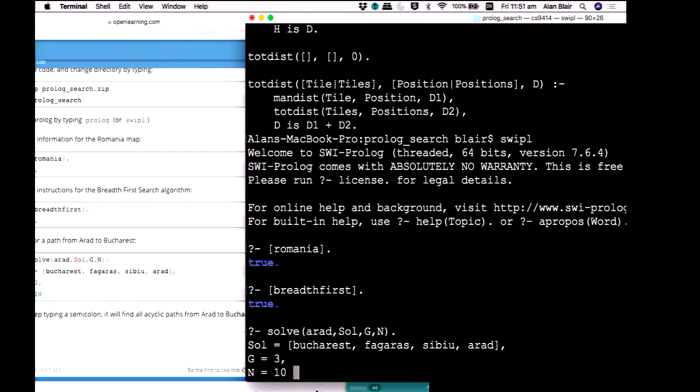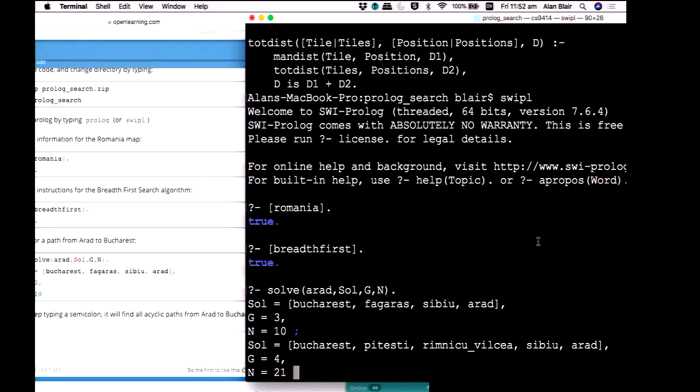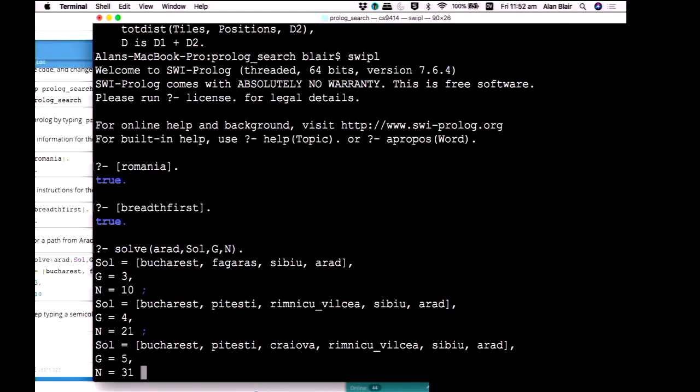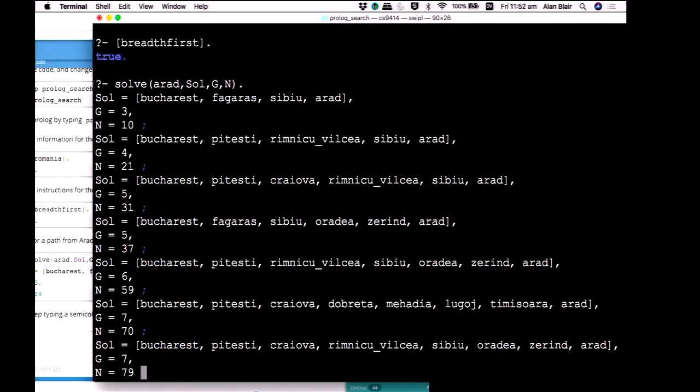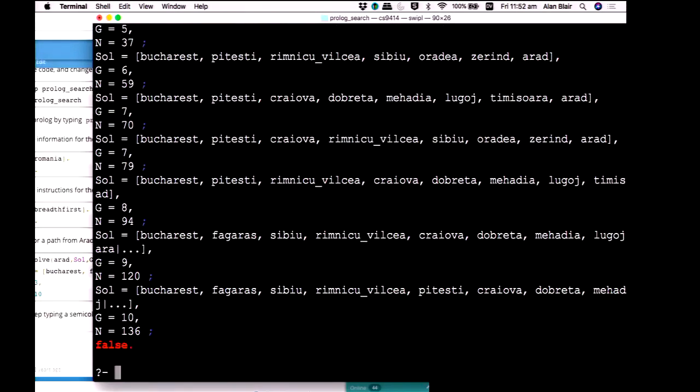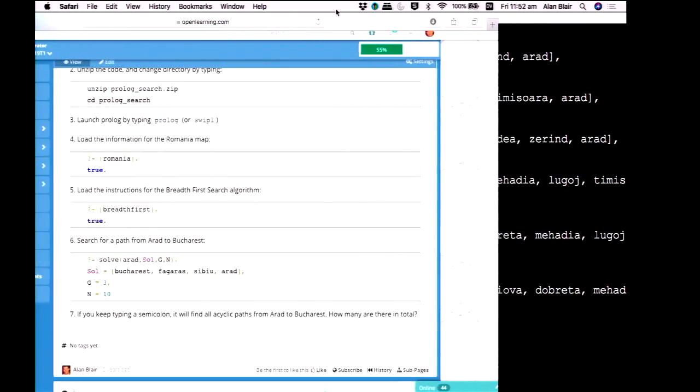So it comes back and says n is how many nodes were expanded along the way. It expanded 10 nodes, found a path of length 3, and this is the path. Now if I type semicolon, it'll keep finding longer paths. If you don't like that path, you can take this path which has 4 nodes, or this one which is length 5, and eventually it'll find all possible paths which don't have cycles. The code is written in a way that avoids cycles. So that's every possible path from Arad to Bucharest without cycles. So have a go with this as well.